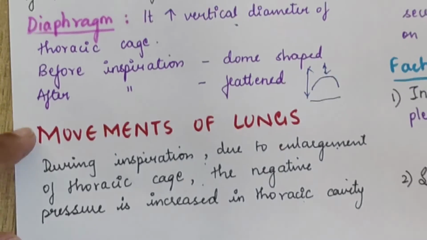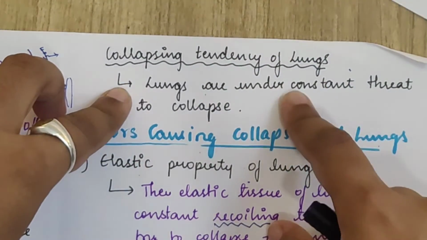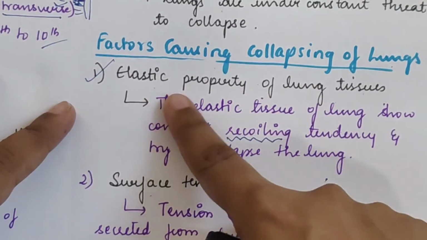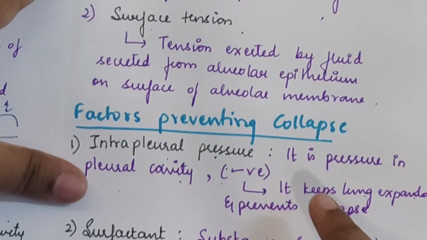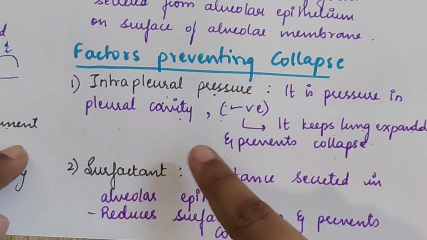So when we come to the movements of the lungs, we know there is always a negative pressure. Factors causing collapse are elastic property and surface tension. Factors preventing collapse are intrapleural pressure and surfactant.